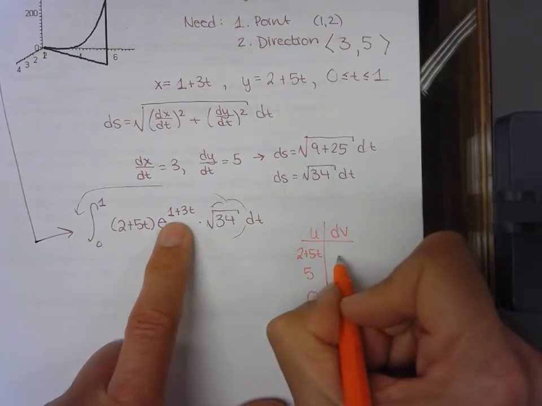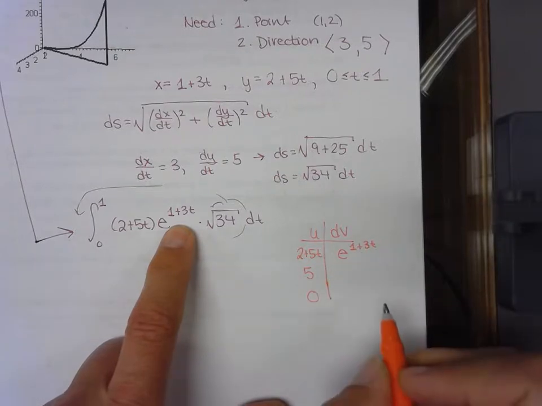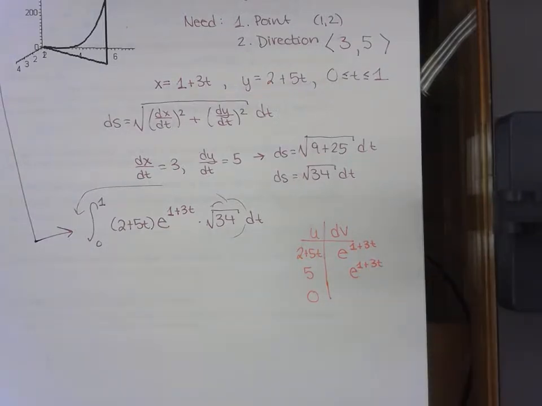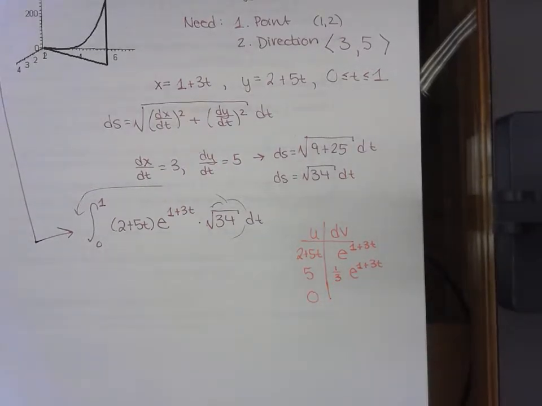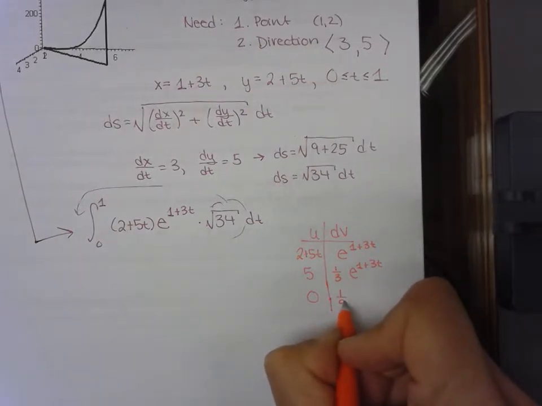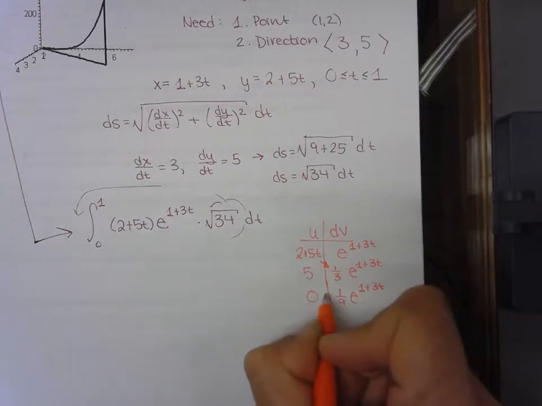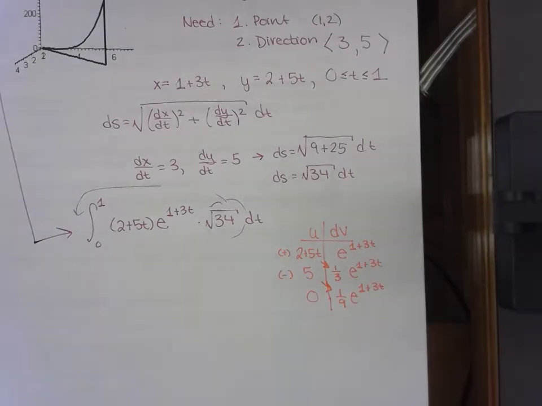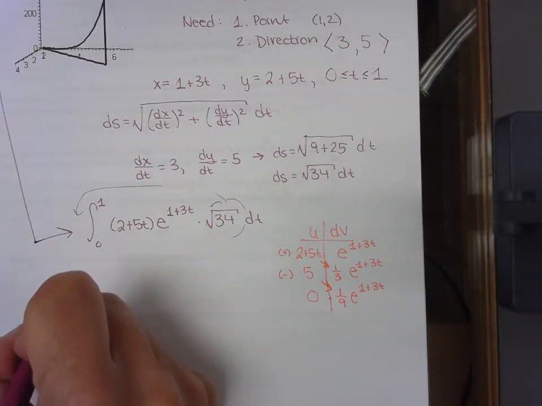Okay, so here's the trickier part. So e to the 1 plus 3t. When I take the antiderivative, I get e to the 1 plus 3t, but what else do I get? 1/3, or over 3. And so if I take the antiderivative again, I just get another factor of 1/3, so 1/9. And then we do diagonal products, alternating signs. So I'm going to bring that square root of 34 all the way out.